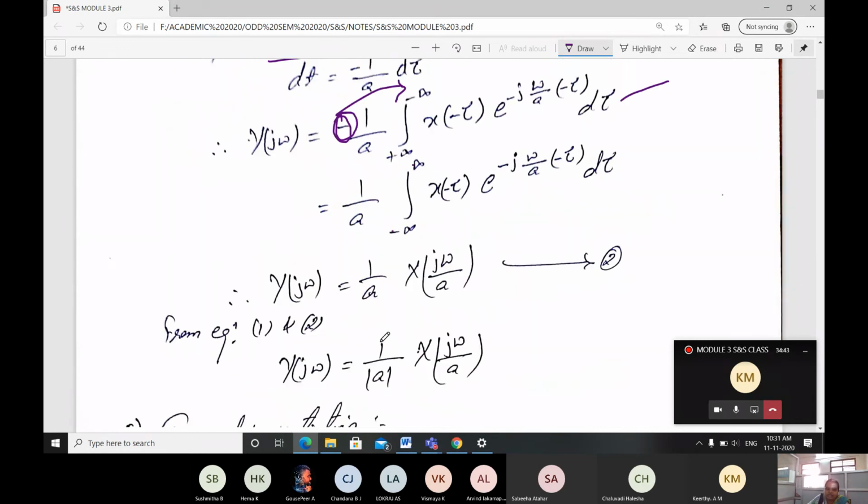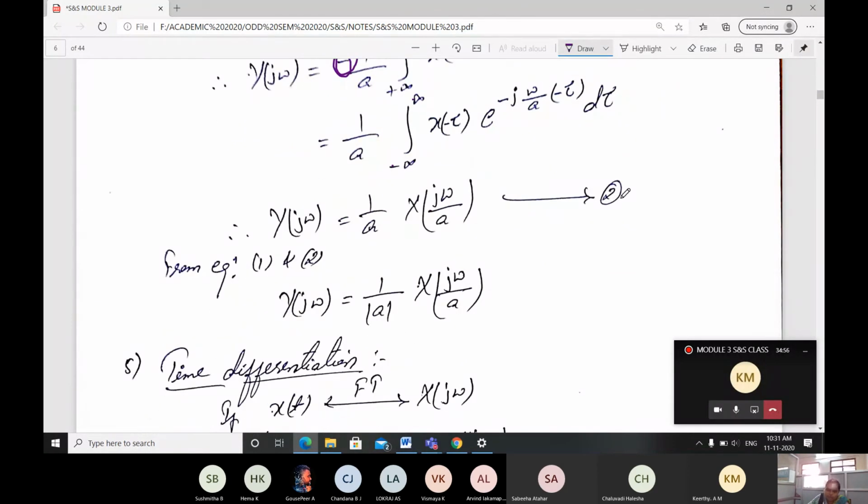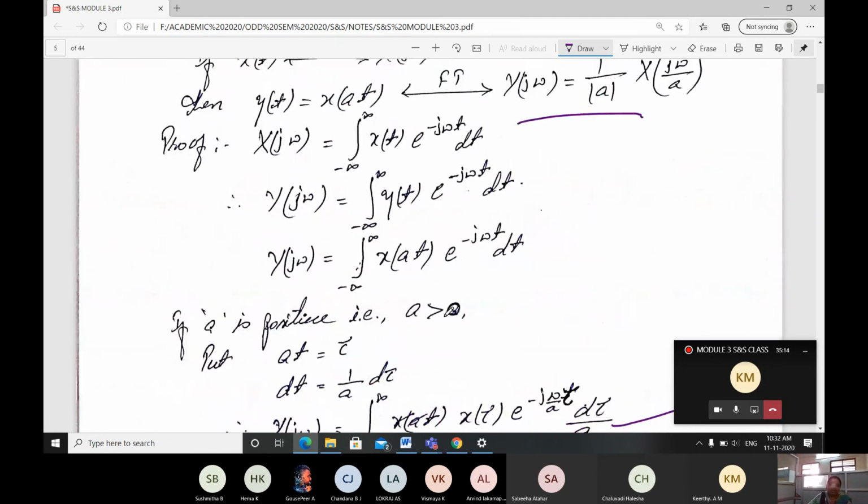This I can write as Y of j omega is equal to 1 divided by a X of j omega divided by a. Whatever may be the positive or negative values, from equations 1 and 2, I can write Y of j omega is equal to 1 by a X of j omega divided by a. Either I go with the positive value of a or the negative value of a, I will get a positive a only. That is the meaning here. This is about the scaling property.